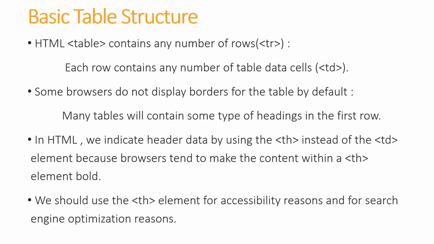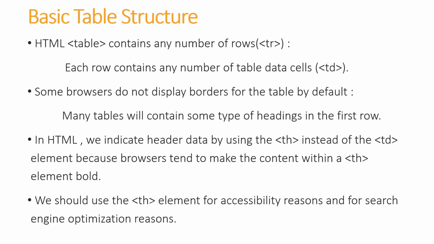Basic table structure. An HTML table element contains any number of rows. Each row contains any number of table data cells. Some browsers do not display borders for the table by default. Many tables will contain some type of headings in the first row.